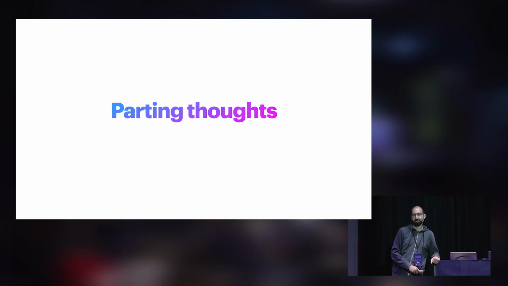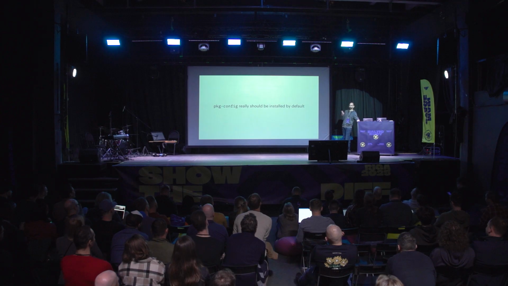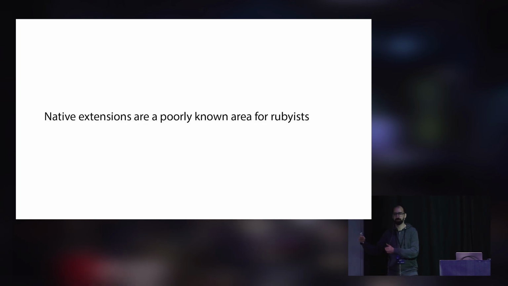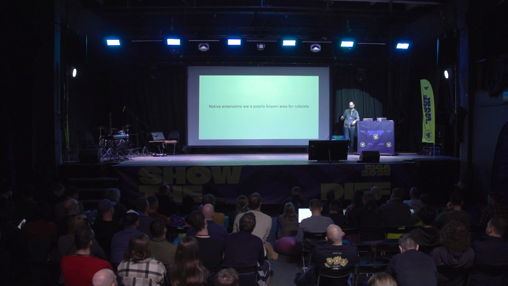So some parting thoughts. First of all, I still don't know why it's not installed by default with the Xcode command line tools or something; I really think it should be part of the things you get without knowing about them. Second, native extensions are a poorly known area for Rubyists. We're in a limbo between Ruby, where you want to do the work on your app, and the C place, where if you are a C developer, you know all of this. Native extensions are a bridge between the two, and it's not something you need often, so we don't know about it very much.